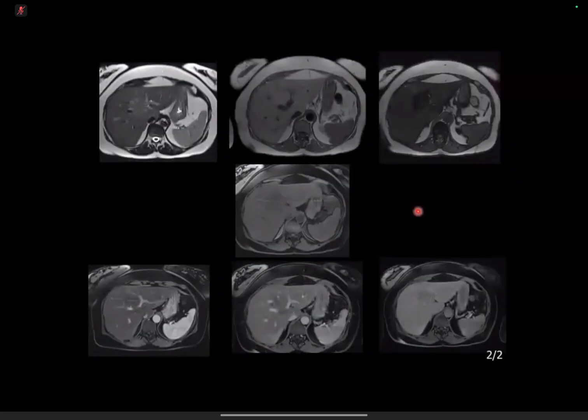Okay, so first of all, tell me the sequences. What sequence is this I am pointing out? So this is a T2. Okay, I'll come back to these two. What is this?